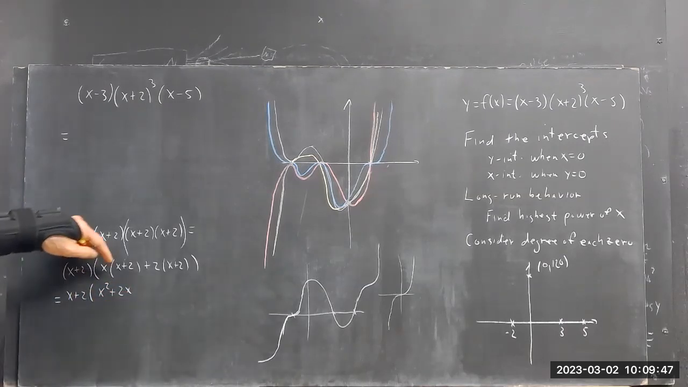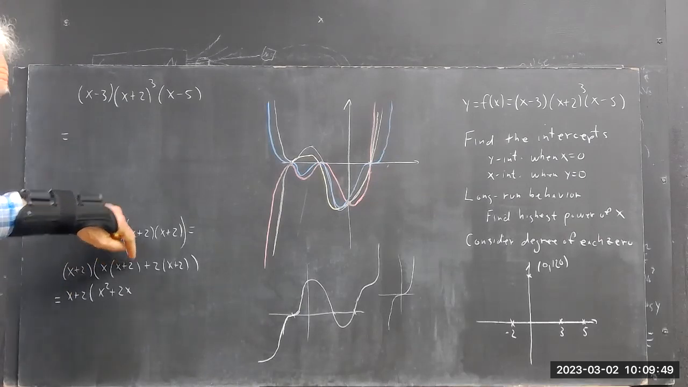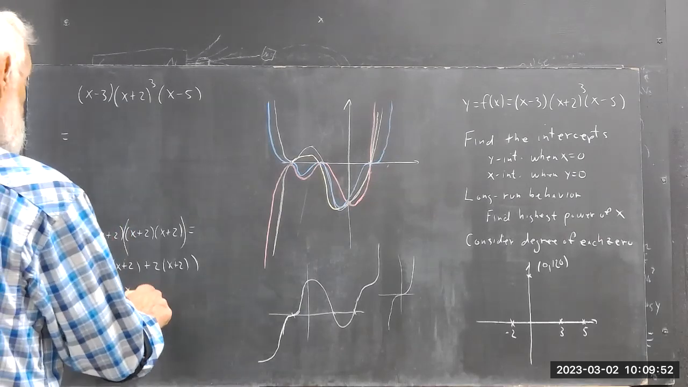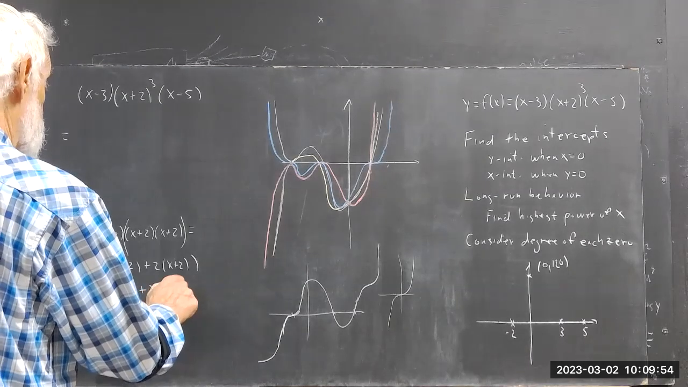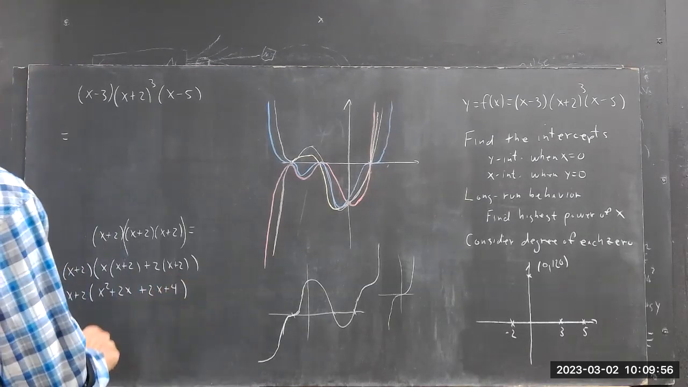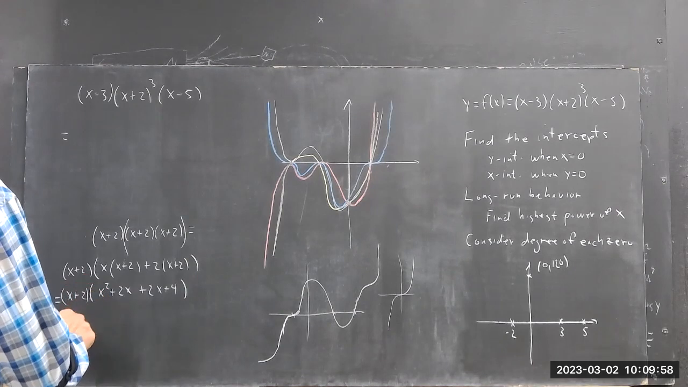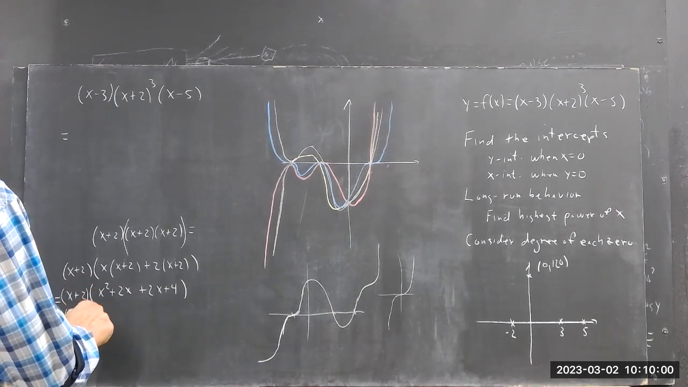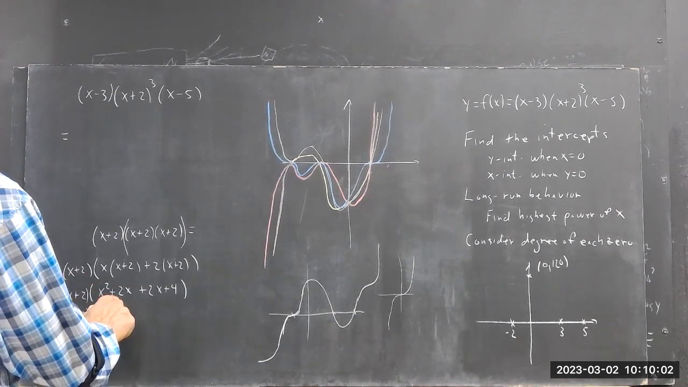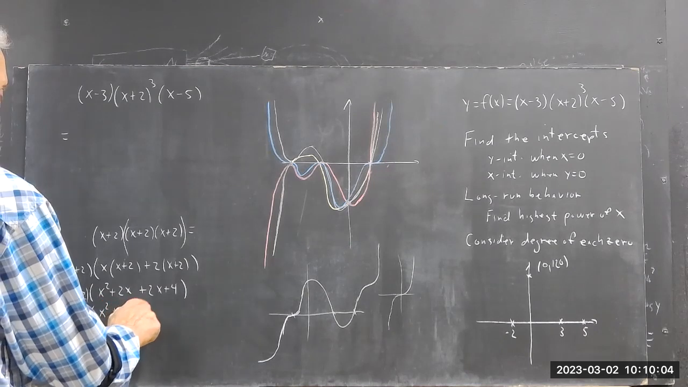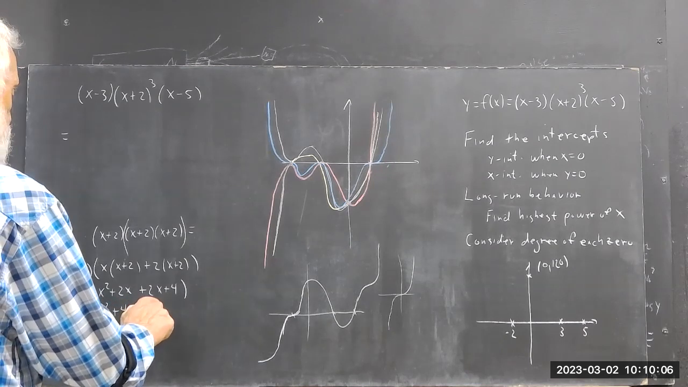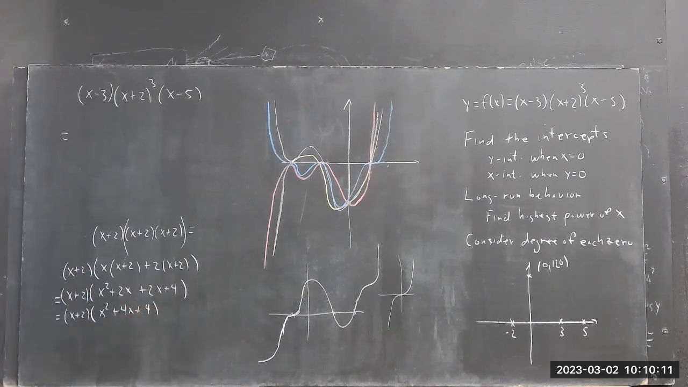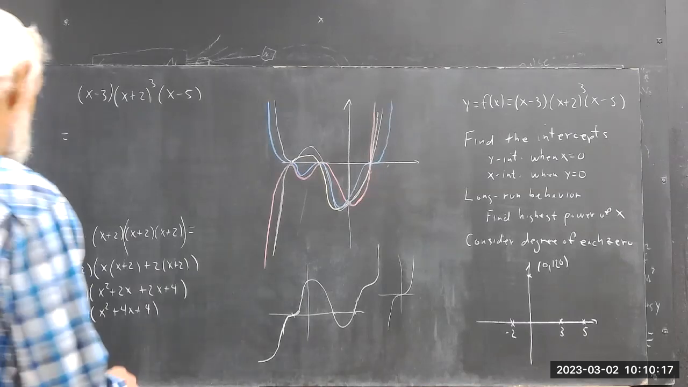Now, if we multiply x by x plus 2, we get x squared plus 2x. Multiply 2 by x plus 2, we get 2x plus 4. That gives us x squared plus 4x plus 4. Then we multiply by that.